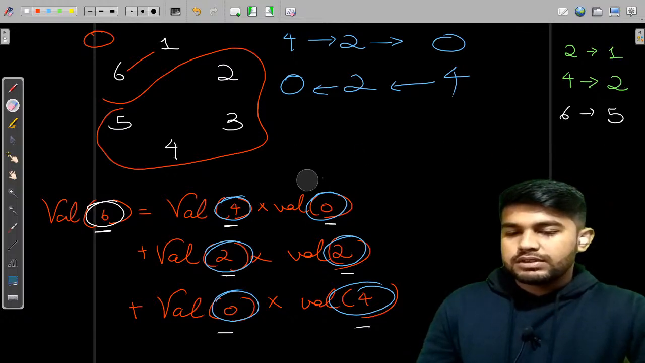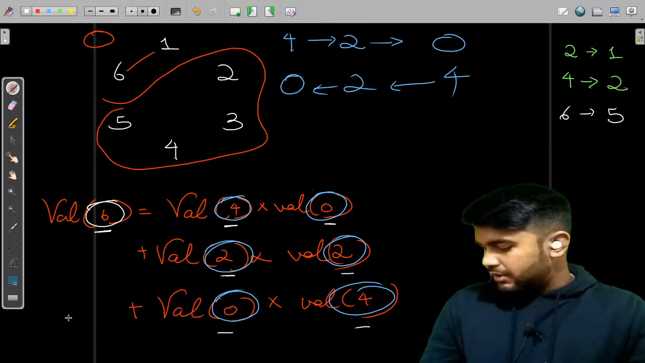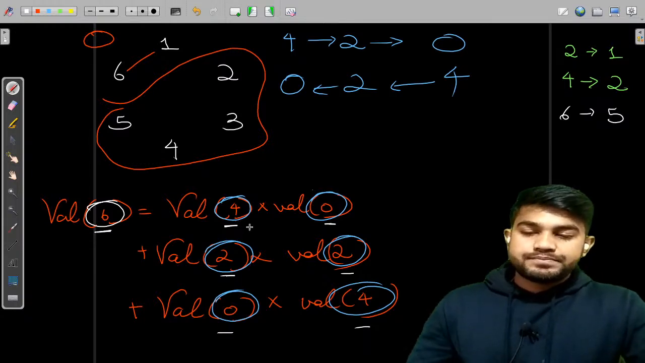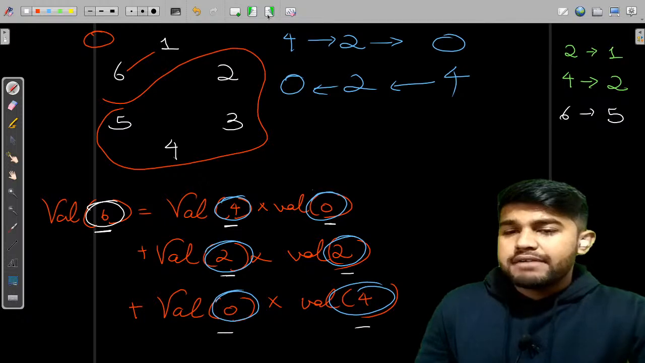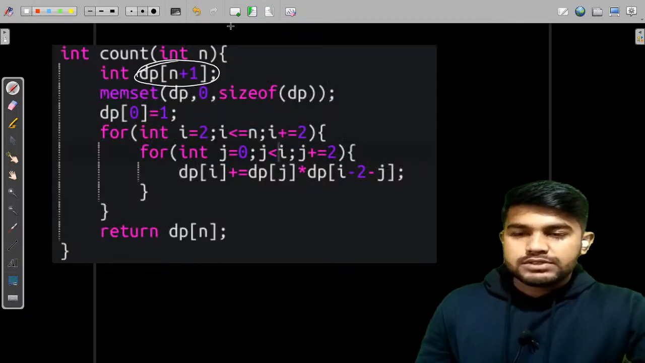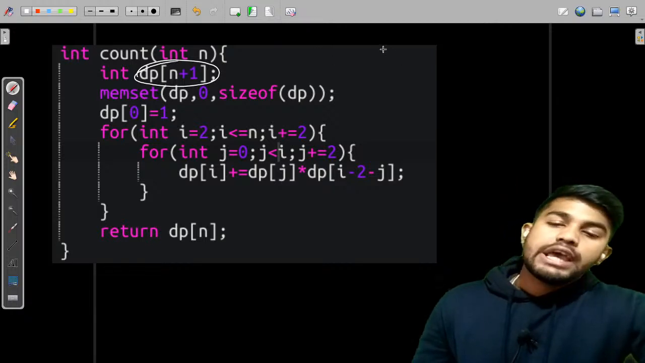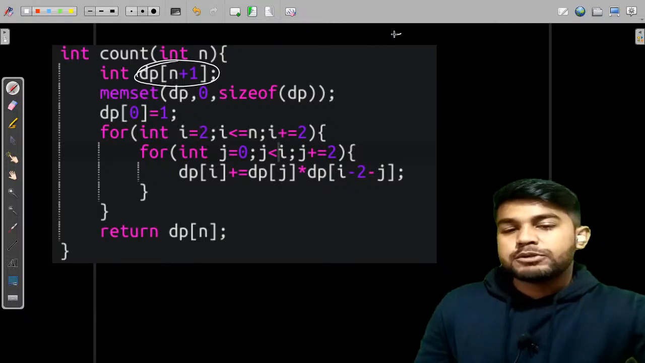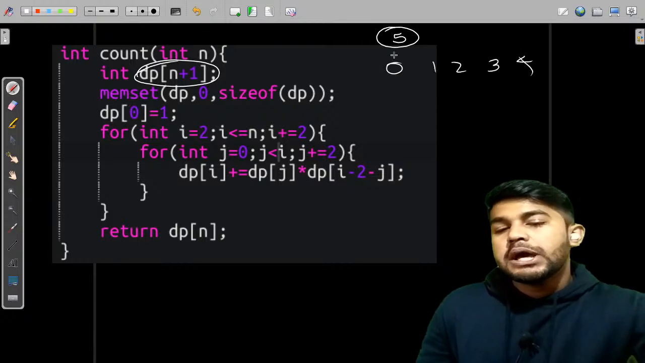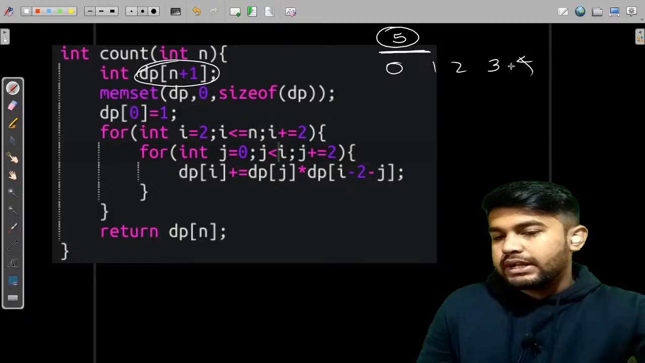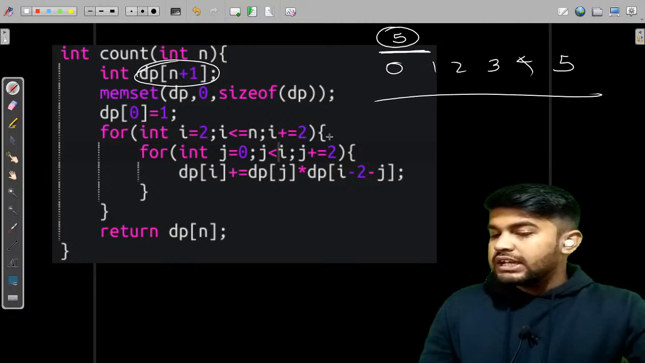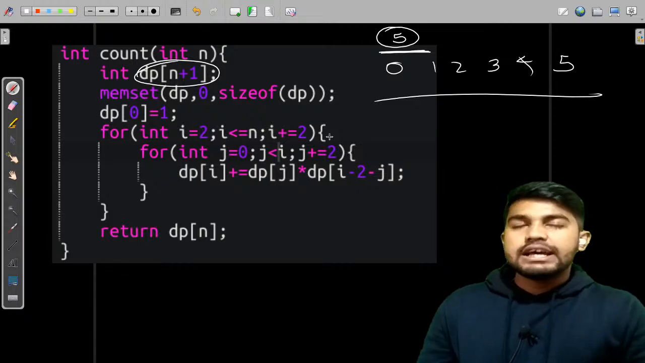So till now this all is absolutely very important. Now we can have a dp of n plus 1. Why? Because if it is 0 indexed, suppose we have declared a value of 5, then it would be 0, 1, 2, 3 and 4. But we want the index 5 to operate, so we need the index 5. So we make a dp array, and then we start calculating.